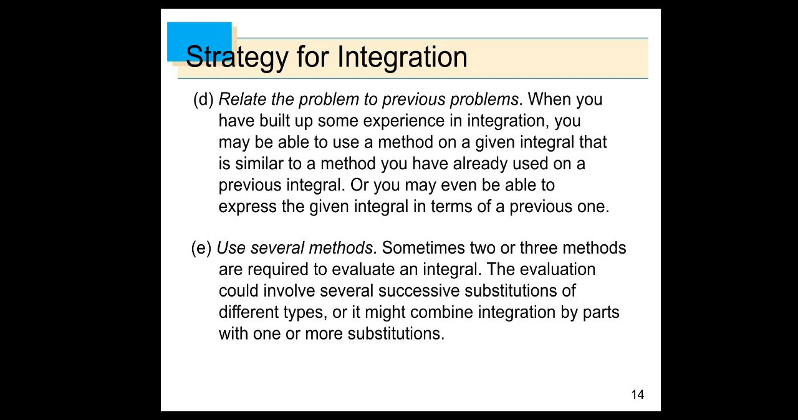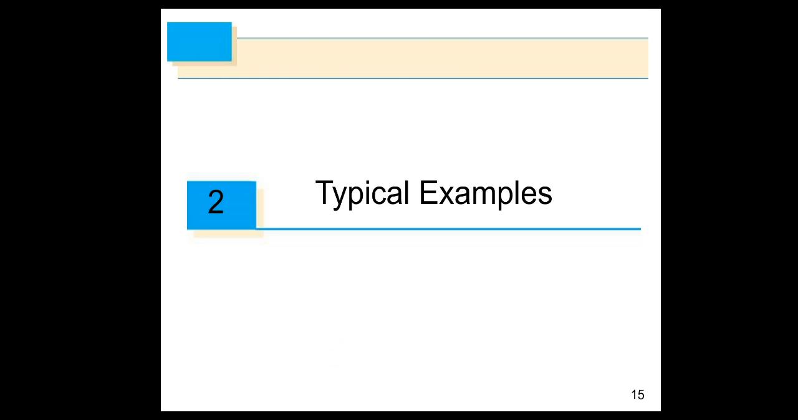Alright, number 5 is use several methods. Sometimes 2 or 3 methods are required to evaluate an integral. Evaluation could involve several successive substitutions of different types, or it might combine integration by parts with one or more substitutions, right? So guys, that was all about the strategies of integration, right?